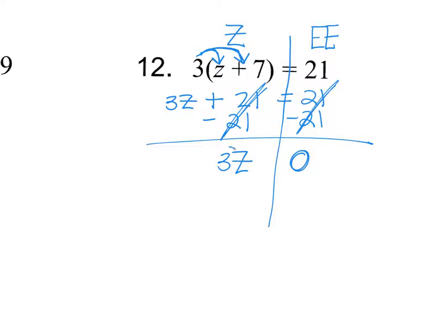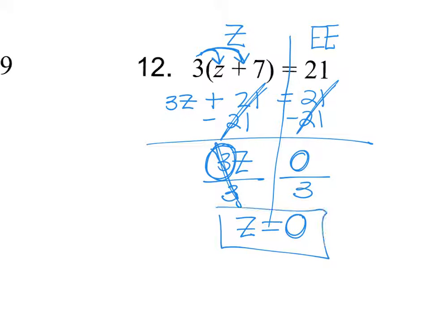When I divide by this, my coefficient of 3, well, 3 top and bottom goes away. I'm left with Z equals 0 divided by 3 is 0. And 0 is a perfectly good answer. 0 can be a solution. So don't be freaked out if you get 0. That's totally fine. 0 is a perfectly good solution.